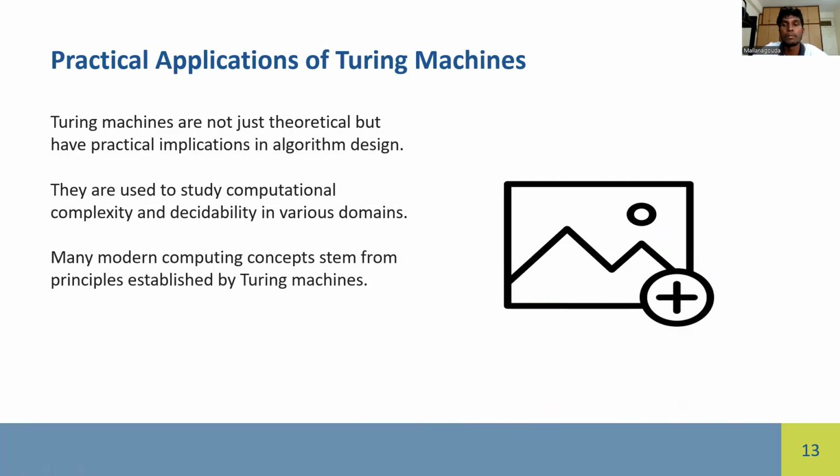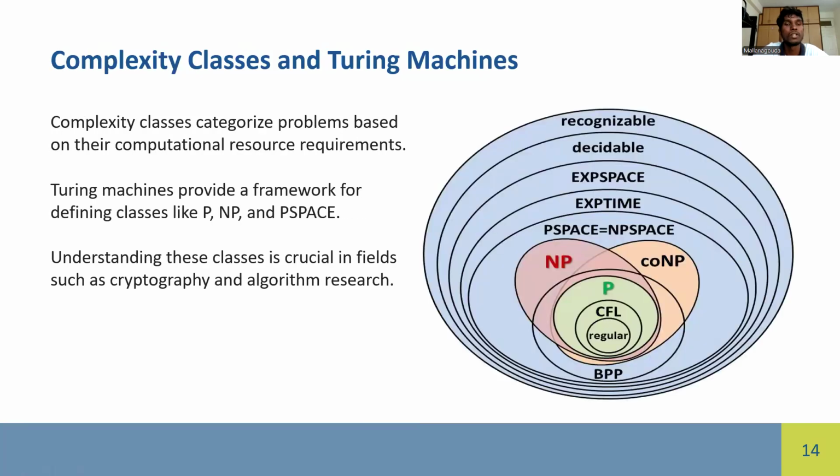Practical applications of Turing machines. Turing machines are not just theoretical but have practical implications in algorithm design. They are used to study computational complexity and decidability in various domains. Many modern computing concepts stem from principles established by Turing machines, complexity classes, and Turing machines.